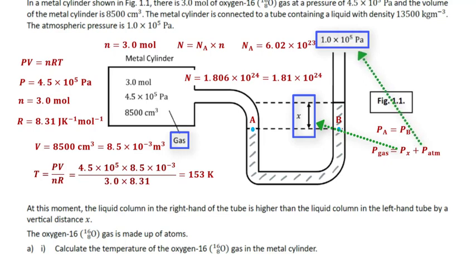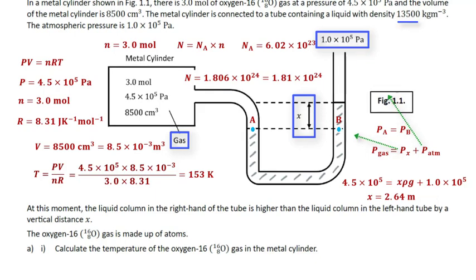Alors, on est là pour remplacer. Alors, pressure of gas, c'est 4.5 fois 10 puissance 5. Pas oublier que pressure of a liquid is simply hρg. Et ici, nous h, c'est x. Donc, nous pouvons écrire xρg. Le PATM, c'est 1.0 fois 10 puissance 5. So, we solve for x. Pas oublier, nous avons la density là-haut, c'est 13500. Et g, c'est 9.8. So, we are going to get x to be equal to 2.64 meter to 3 significant figures.